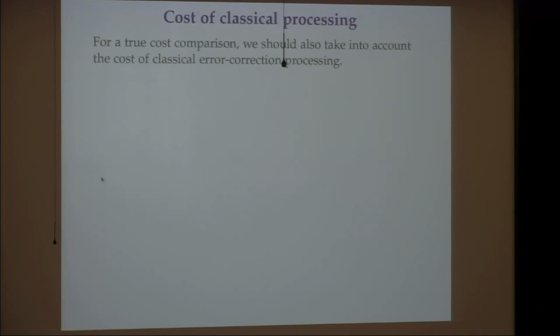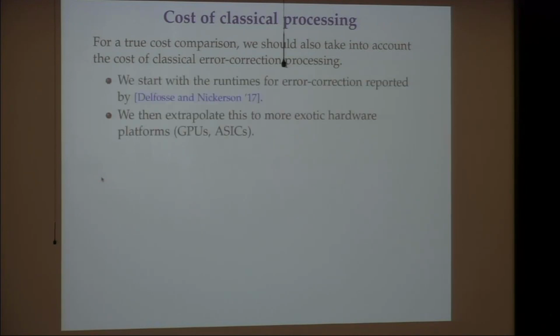And just to say a bit more about taking into account this cost of classical processing. So how did we do this? Well, we can start out by taking the runtimes reported for some fast error correction algorithms, I guess this is the fastest algorithm where the runtimes have been reported, which is a paper by Fowler and Nickerson in 2017. So this is an algorithm for decoding the surface code just on a standard computer. And then we can try to think about how much better we could do with more exotic types of hardware in the future. So this is a relatively simple algorithm.